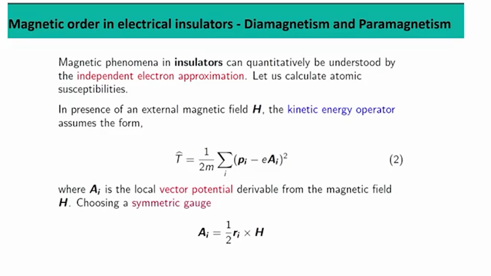Okay. So, to start doing that, let us calculate the atomic susceptibilities. And how do we do that? Let us start with the kinetic energy operator, which takes a form in the presence of a magnetic field, where the momentum p is replaced by p plus eA, where e is the electronic charge and A is the vector potential, and this vector potential is defined by the magnetic field B equal to curl A.